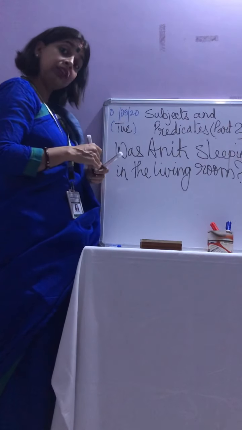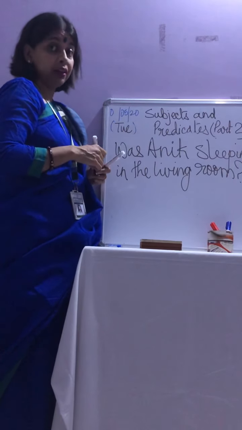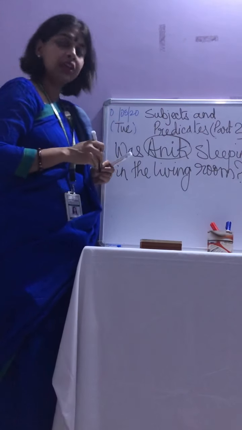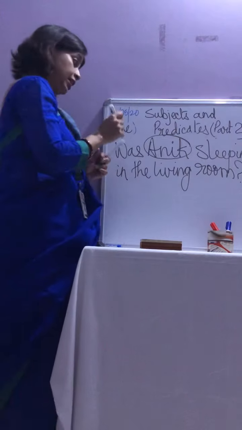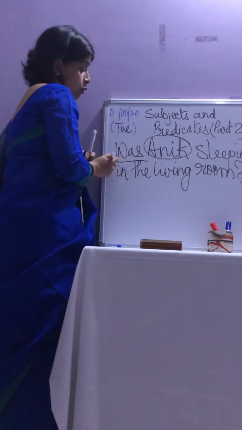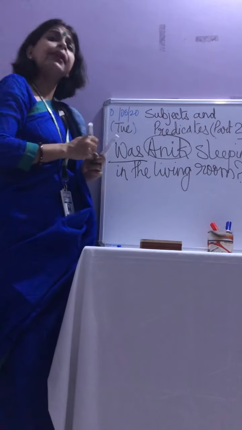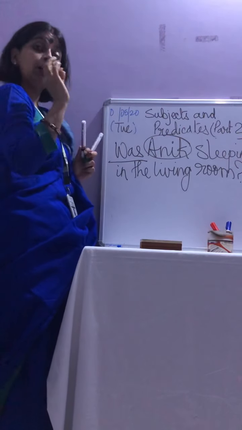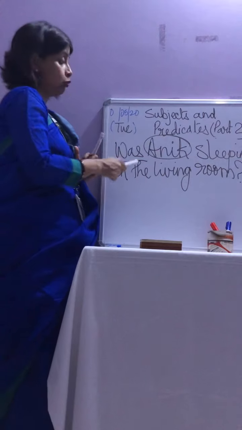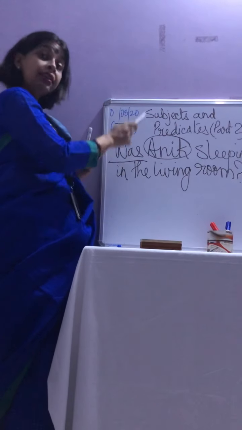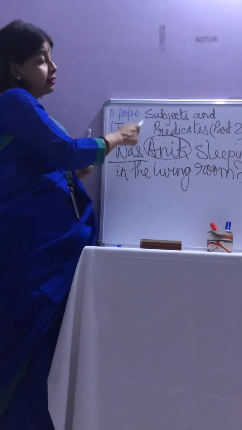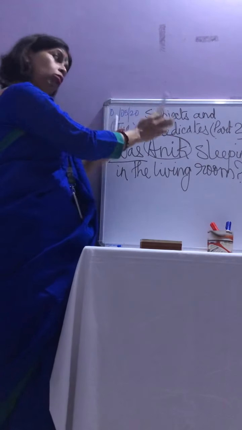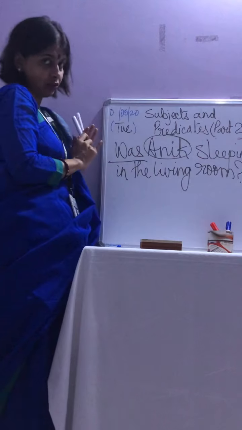About whom is the sentence? Anik. So what is the subject here? Anik, and the rest is the predicate. And what is the verb here? Was. So you will get exercises where the question would be to write the verb separately and circle the subject. This is an example of that. So you know what happens when it's an interrogative sentence.